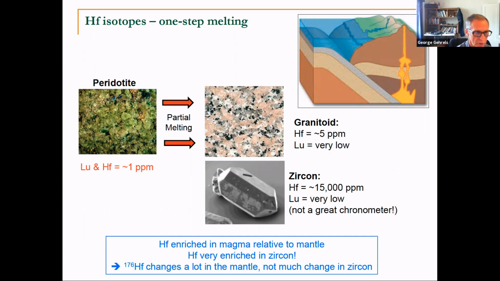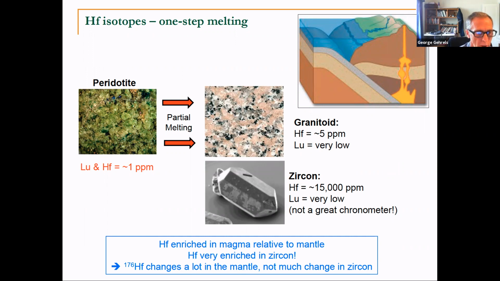Okay, let's do something interesting. Let's partially melt that peridotite and take some of that magma and bring it up into the crust, like you see on the right in a subduction zone. And that magma is going to crystallize into a granitoid, some kind of a nice looking granite. And in this one, it's a little bit different. The lutetium tends to stay in the mantle, whereas the hafnium goes up into the granitoid. It's incompatible. And so the hafnium increases relative to lutetium. So still a little bit of lutetium, but there's a lot of hafnium.